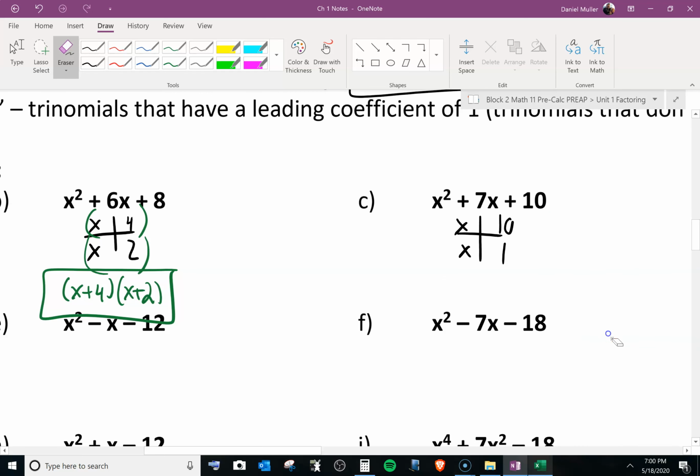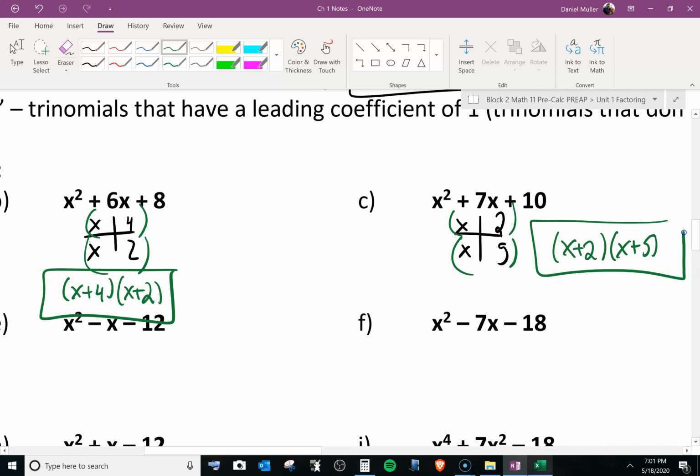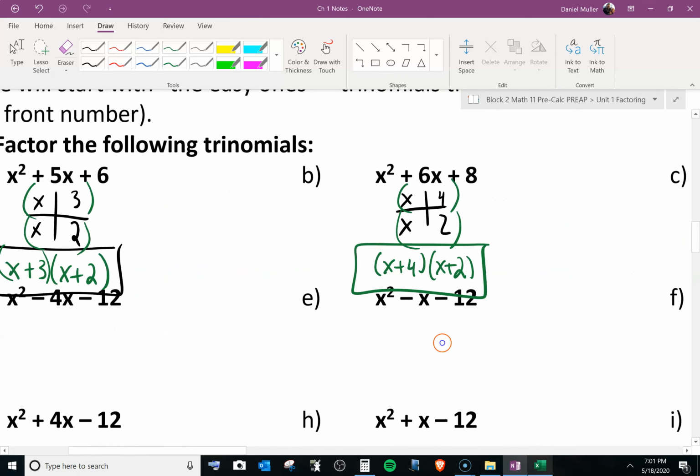So I just need to try different numbers. Not 10 and 1, but instead 2 and 5. That's the only other option. This diagonal is 5x. This diagonal is 2x. If I add them together, 5 plus 2, I get 7x. And that is my middle term. So my left side multiplies to my left, my right side multiplies to my right, and my diagonals multiply and add to get 7x. So I got x plus 2 and x plus 5. And that is my answer that I need to box. Let's try a couple more.